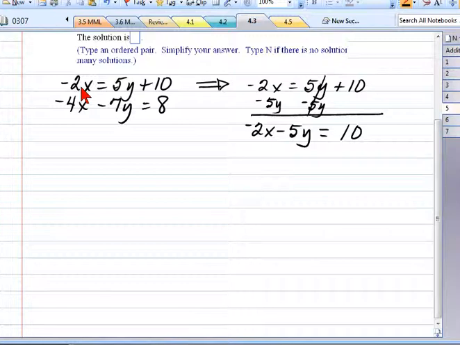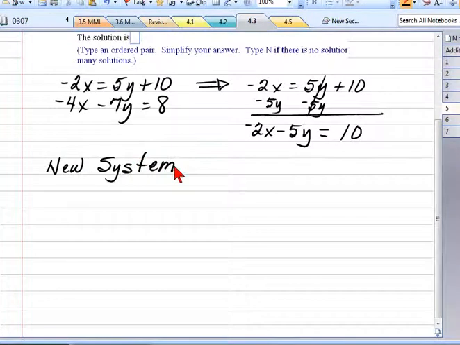All right, so I'm going to rewrite the system. You don't necessarily have to rewrite it as many times as I do.